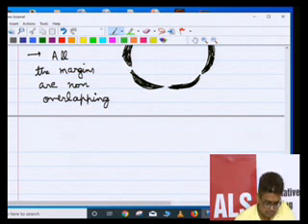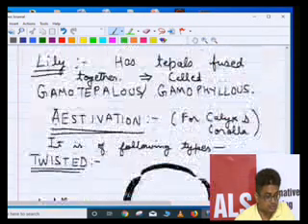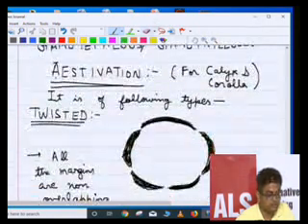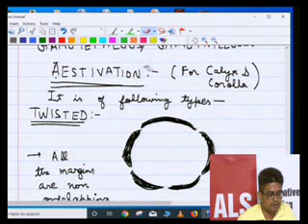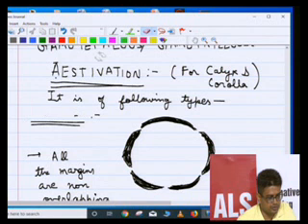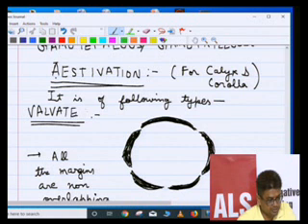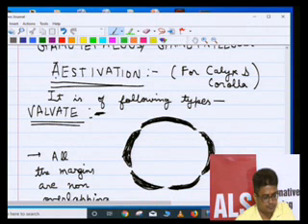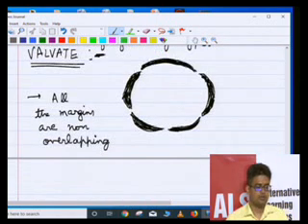Sorry, just a second. This is the valvate aestivation. By mistake, I wrote twisted. Twisted is the next type, in which one margin is above and one margin is below. This is the valvate aestivation.